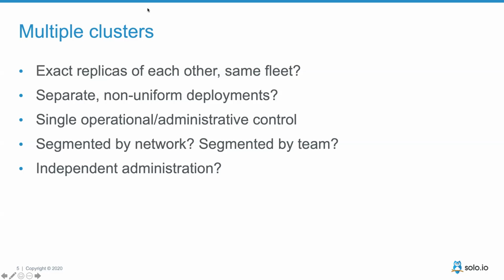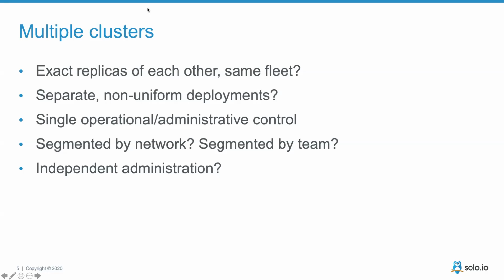But they might take other shapes also, right? There might be completely non-uniform deployments. They might be owned by separate teams. They might have separate administrative domains. These might be segmented by network. Maybe you put a cluster out in your DMZ, and that's handling any of the incoming internet traffic. And you separate out any of the fleets in your private network.